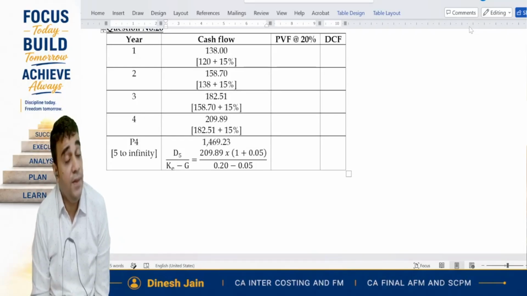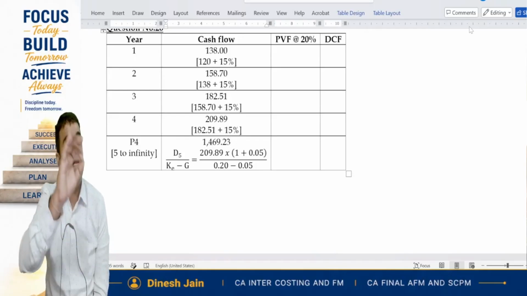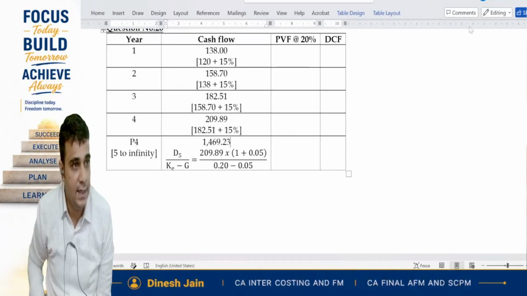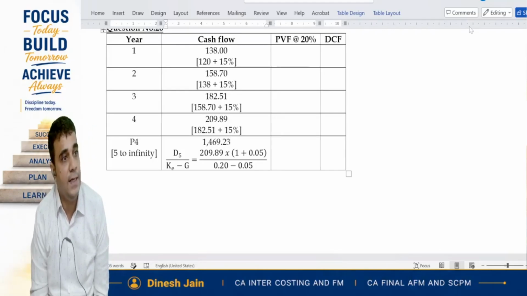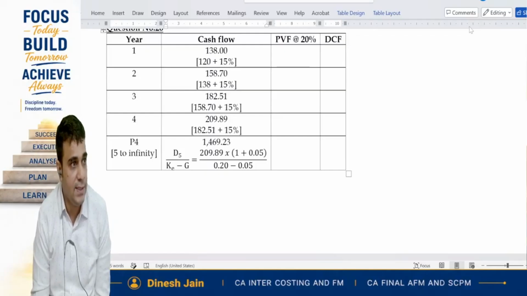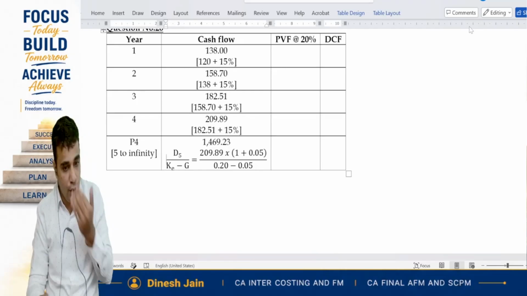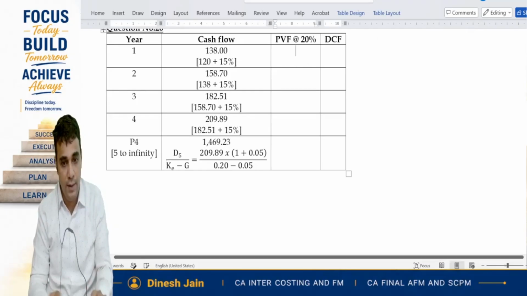Listen, if they had said fifth year 12%, sixth year 10%, seventh year 8%, eighth year 4%, and thereafter 4, till seventh year write the dividend, 8 to infinity is price. 8 to infinity is P7. In the calculator, 1 divided by 1.2. Give me the answer.